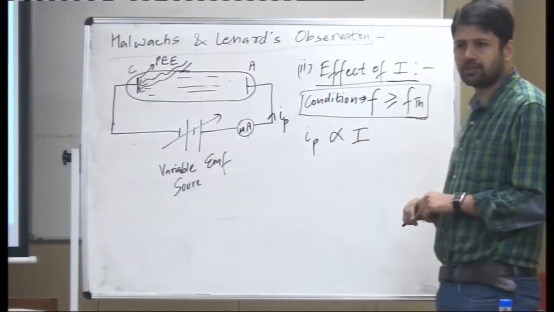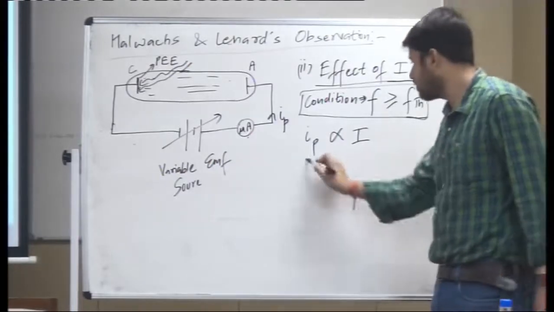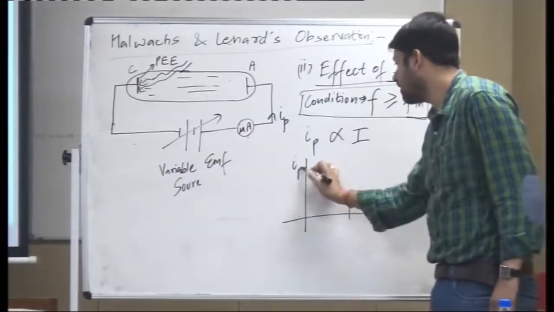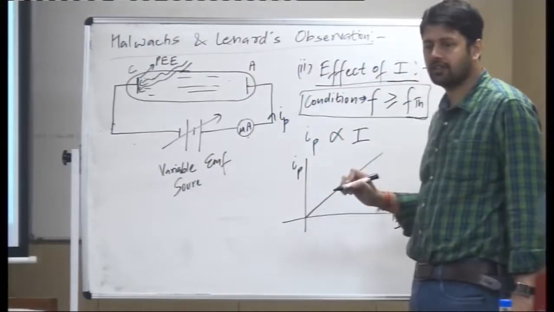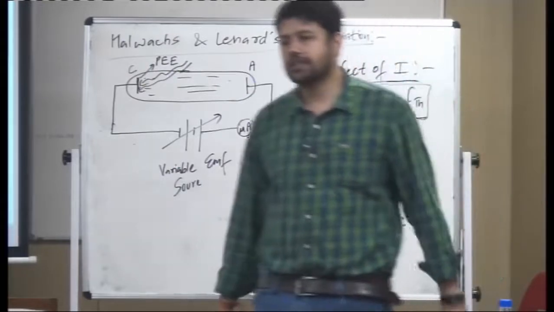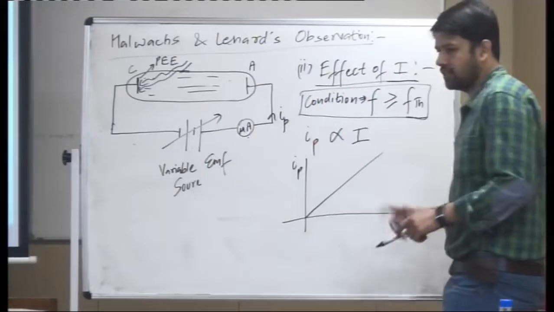Directly proportional to intensity, with the condition that frequency is higher, which means graphically if I plot I_P versus intensity, it's a straight line graph. More the intensity, more is the photocurrent with the given condition.